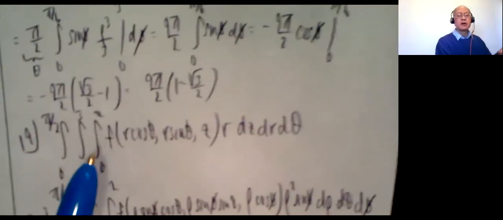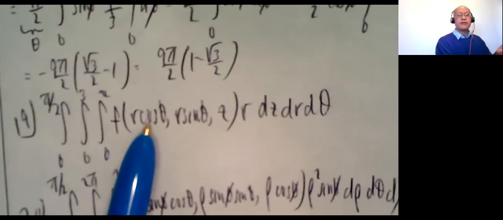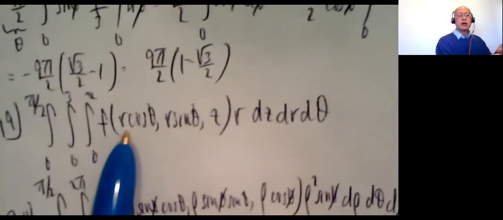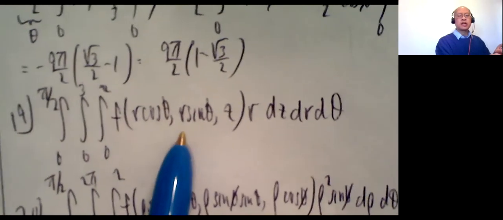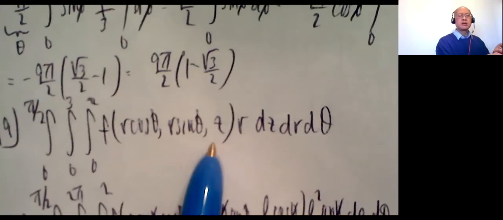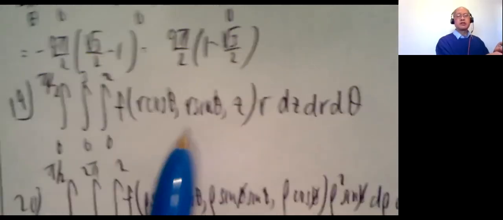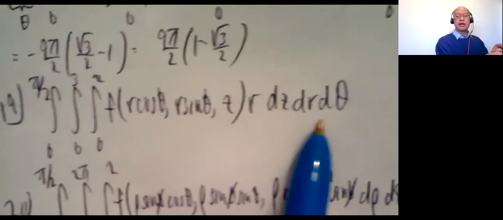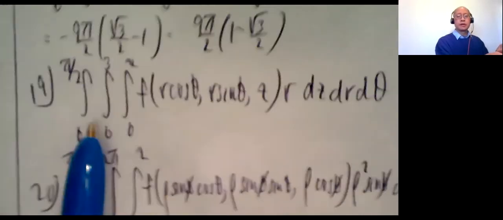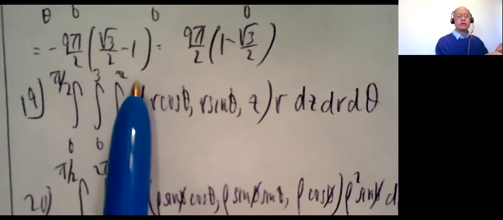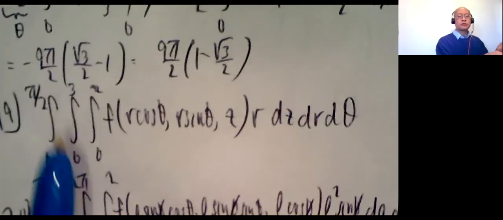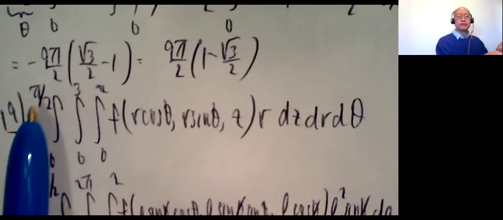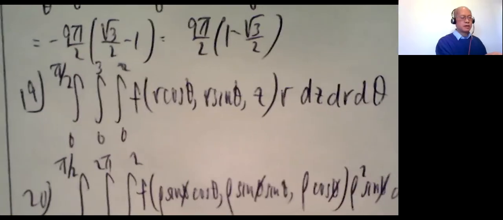So what's it going to look like? Right, so f of x, y, z becomes f of r cosine theta, r sine theta, z. And remember, in cylindrical coordinates, you need an extra r. So r dz, dr, d theta. And z went from 0 to 2, r went from 0 to 3, theta goes from 0 to pi over 2. Okay.